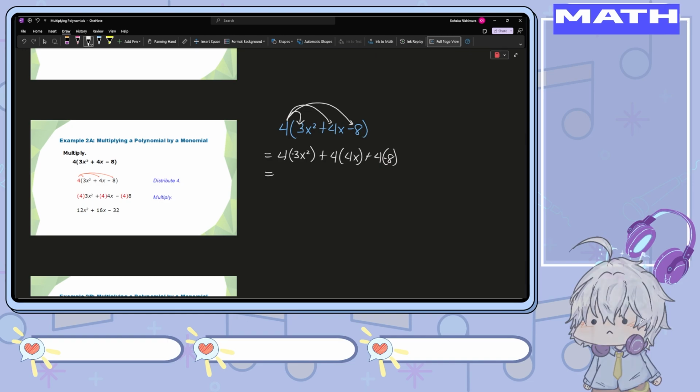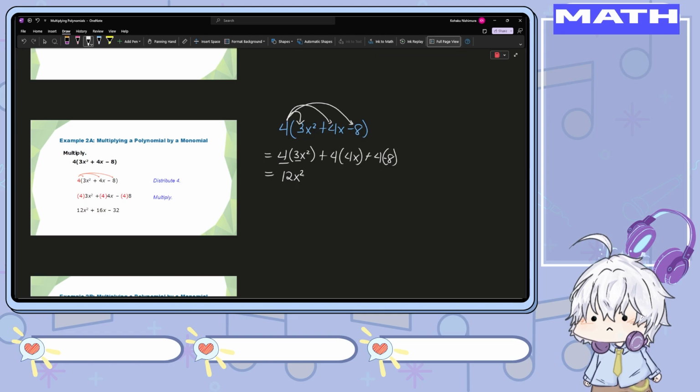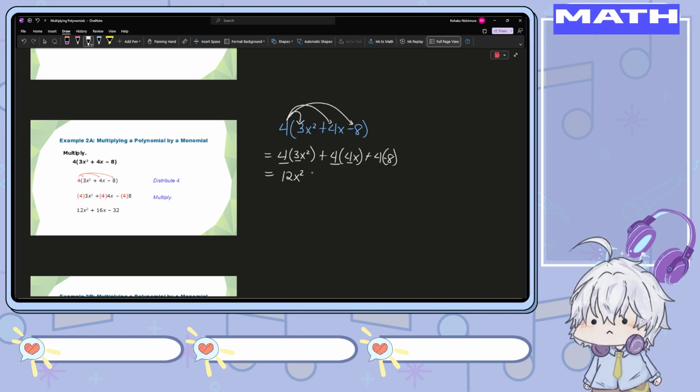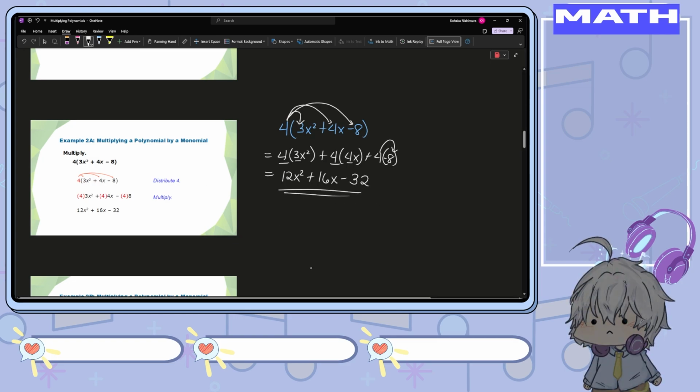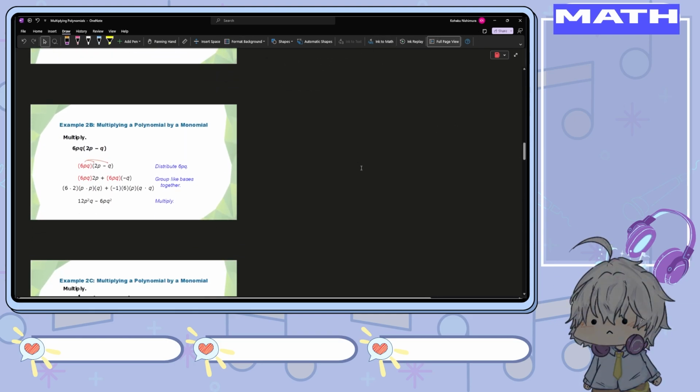Let's confirm. Here, 4 times 3 is 12, and we are left with x squared. 4 times 4 is 16, and we are left with x. And last but certainly not the least, 4 times negative 8 is negative 32. Thus confirming our answer is correct. So far so good, right? This one, let's have this example. We have 6pq times the quantity of 2p minus q.